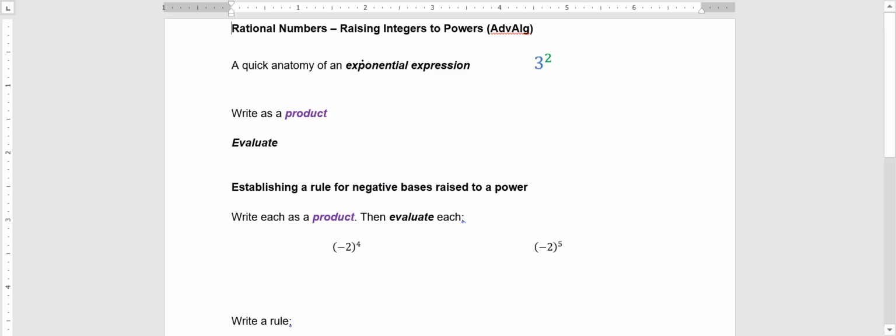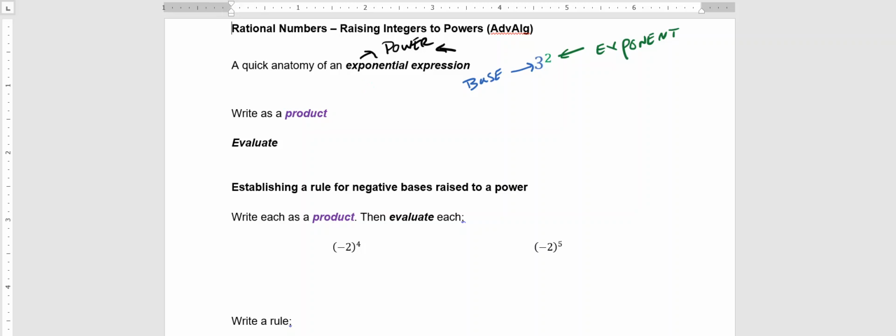So let's get started. An exponential expression is just another word for a power. So these mean one and the same thing. That being said, a power or an exponential expression is made up of two pieces. It has the big number, which is called the base, and then it has the smaller number, which is called the exponent. So the base is what's repeatedly multiplied. The exponent tells us how many of those bases are repeatedly multiplied.